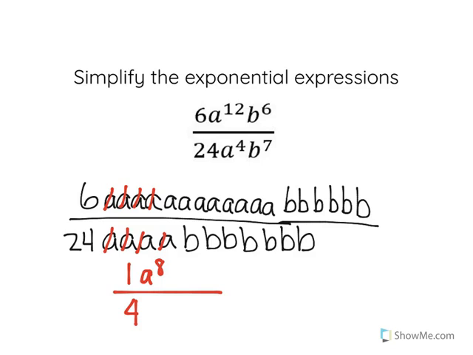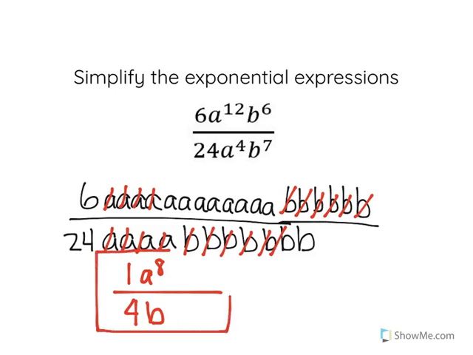Now I'm going to do the same thing with the B's. I'm going to cross out pairs of B's until I don't have any more pairs left. So I'm left with 1 B on the bottom. So I can just write this as B. If you wanted to write B to the first, you could, but you do not have to. B is just fine. And this right here is our simplified expression.